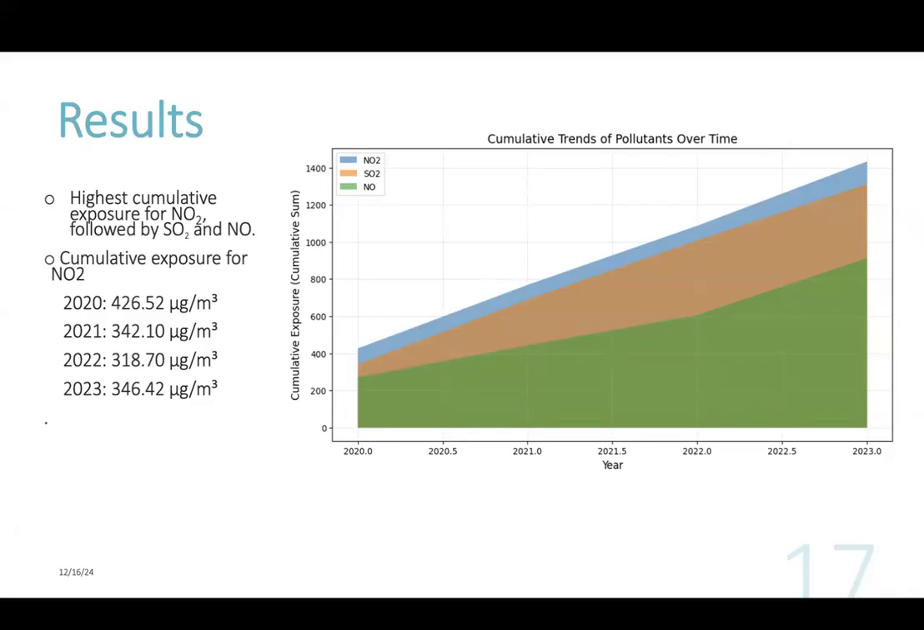The cumulative exposure for NO2 for the 4 years was, for 2020, 426.52 micrograms per meter cube. For 2021, it was 342.10 micrograms per meter cube. For 2022, it was 318.70 micrograms per meter cube, and for 2023, it was 346.42 micrograms per meter cube.